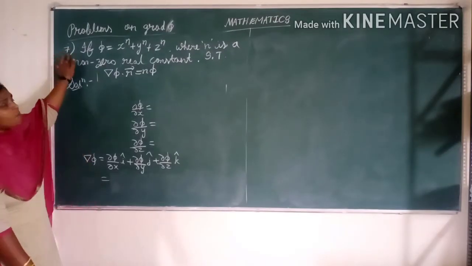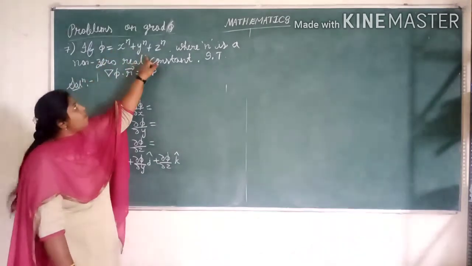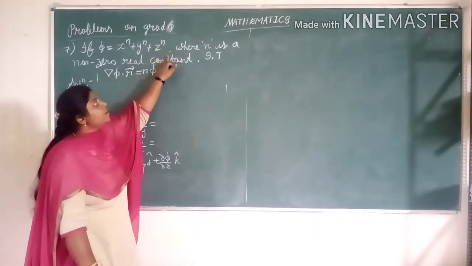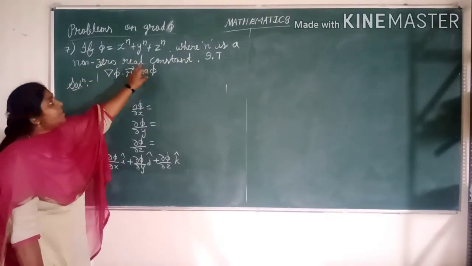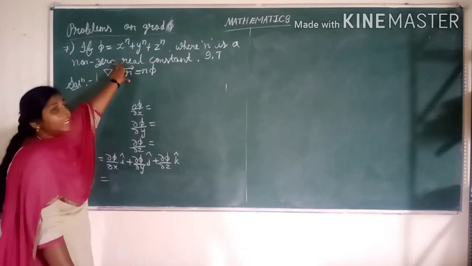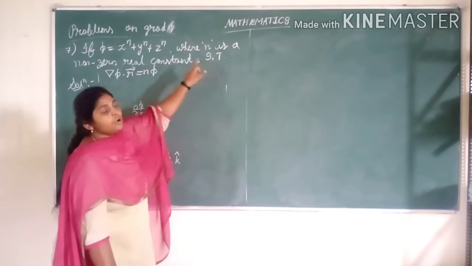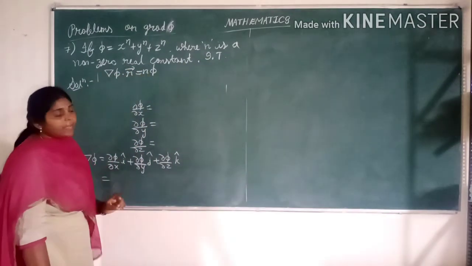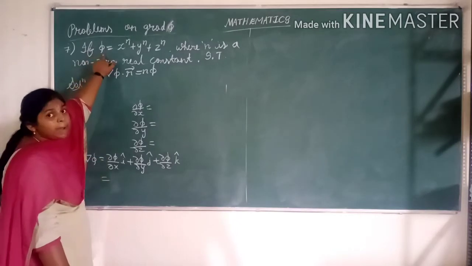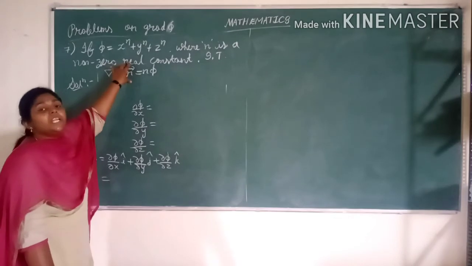Next, seventh problem. If pi is equal to x to the power of n plus y to the power of n plus z to the power of n, where n is a non-zero real constant. That means n is a constant and it is not equal to 0 and it is a real number. Then we want to show that grad pi dot vector r is equal to n pi. Just see here, they have given the pi, we can find out the grad pi. But vector r is not given, you only want to remember.